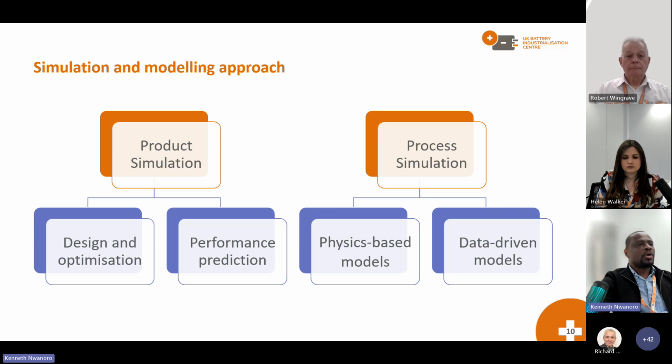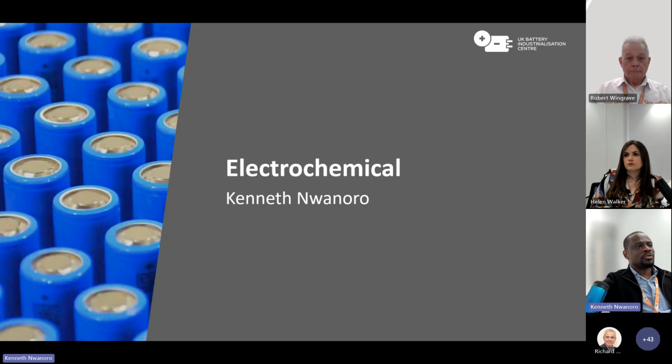In addition to that, we also do the process simulation that involves modeling the processes involved in cell manufacturing. So that includes mixing, slurry coating and drying. And these processes heavily use physics-based models and data-driven modeling techniques. So my name is Kenneth Nwanoro, and I'll go through the electrochemical modeling processes.